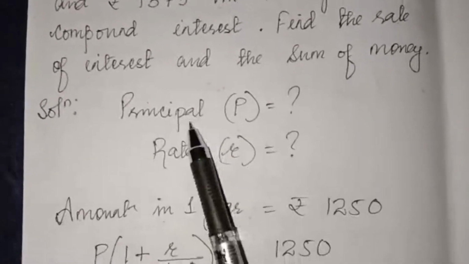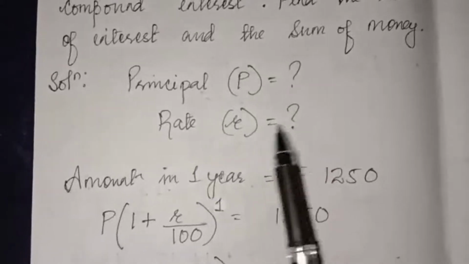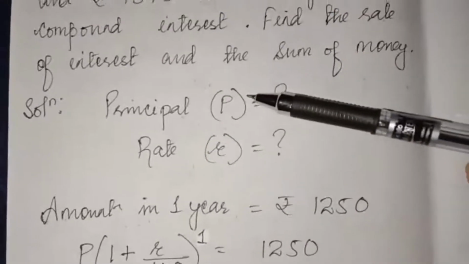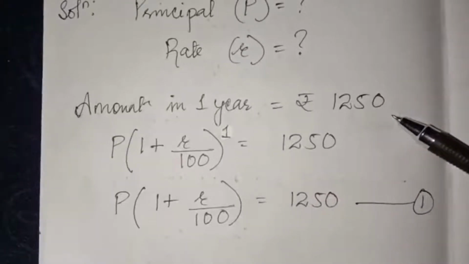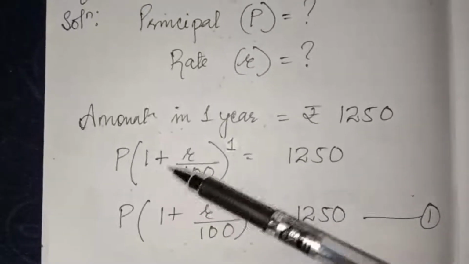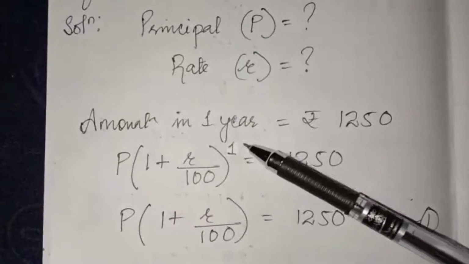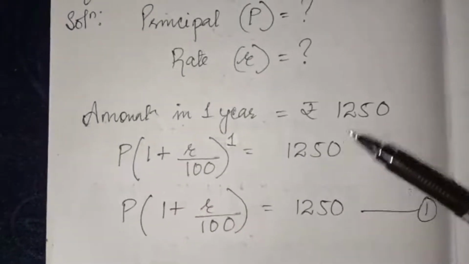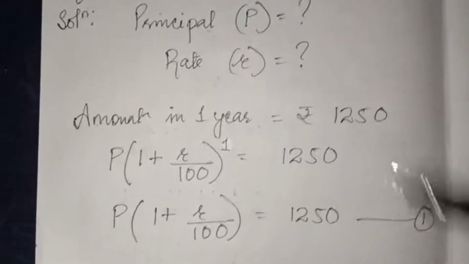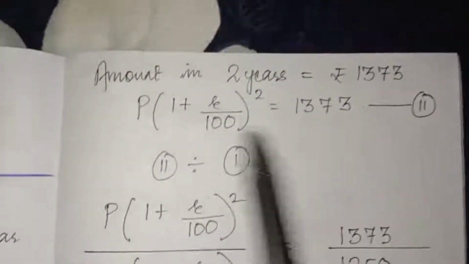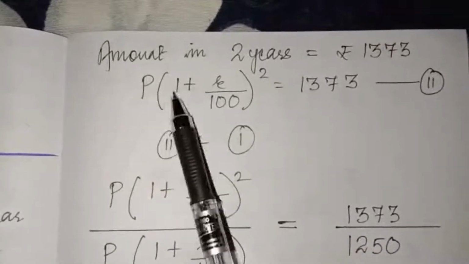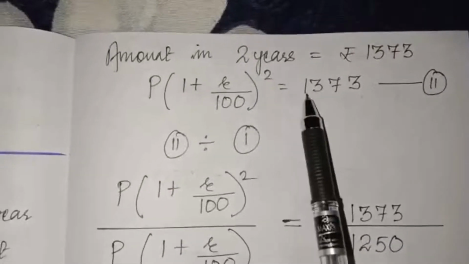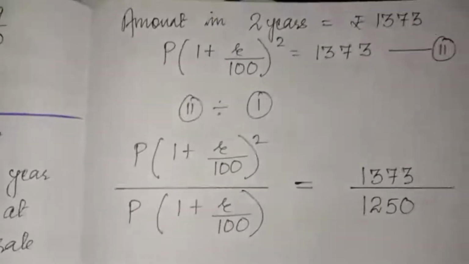So principal P is not given, rate is also not given, so here unknowns are P and R. So amount in first year is 1250. You know formula P(1 + R/100)^n, n is 1 here, so 1250. Power 1 no need to write. This is equation 1. Next, amount in 2 years is 1373, so P(1 + R/100)^2 is equal to 1373, equation 2. Now we have to solve equation 1 and equation 2.